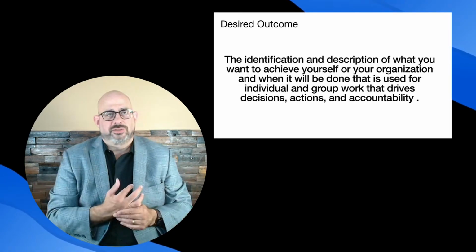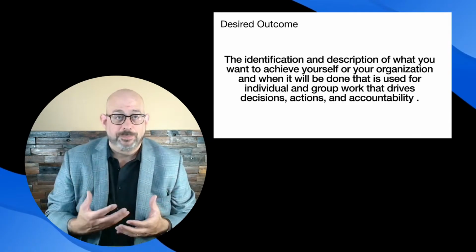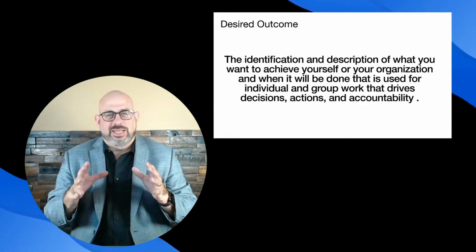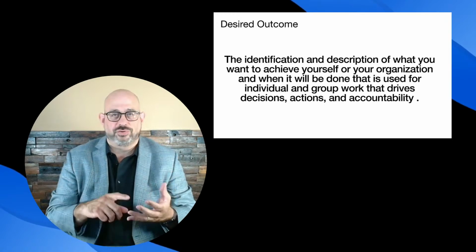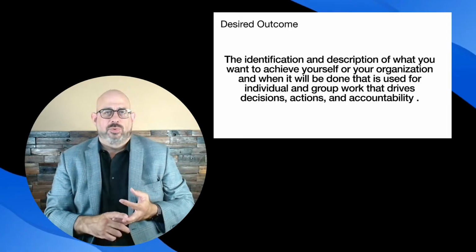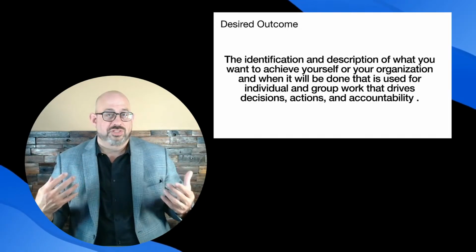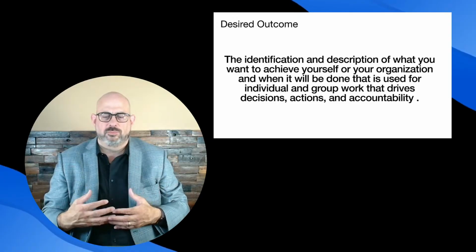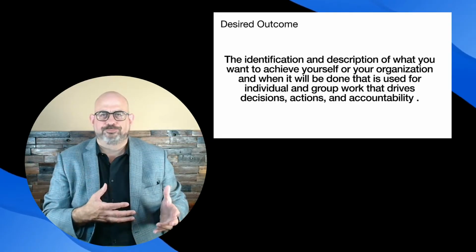So, what's a desired outcome? It's the identification and description of what you want to do or what your company needs to do, and it is used as your touch point for your decisions, for your actions, and also for accountability. And whenever we're creating a presentation, going out to speak to people, or writing a memo, whatever it might be, we're looking back at this desired outcome.